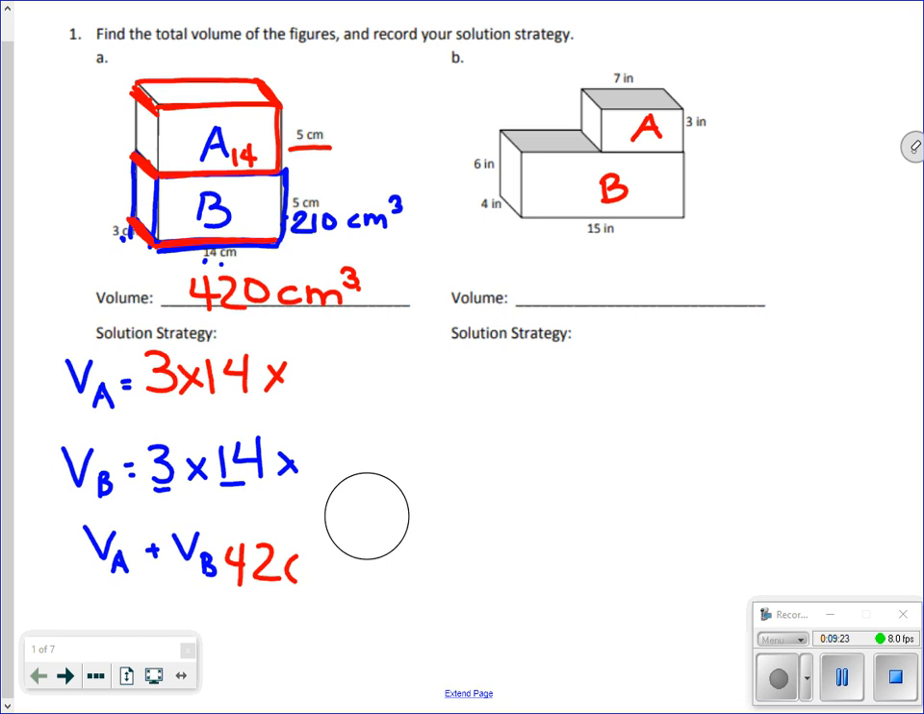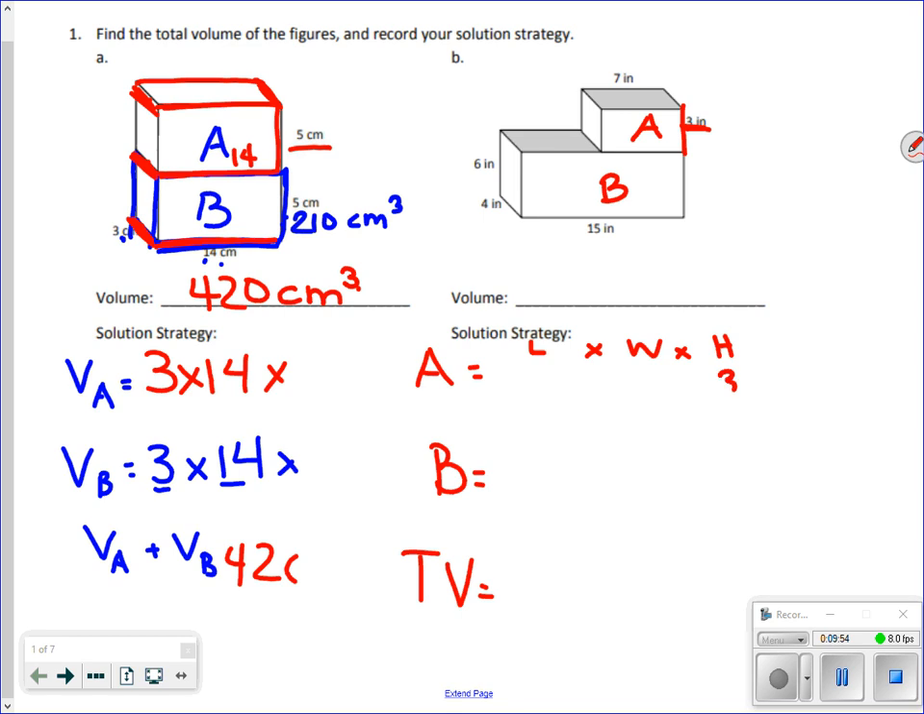There's another way to show my work. So I need to find my volume for A, I need to find my volume for B, and then I need to find my total volume. So do I have enough information to find my volume for A? No. I need to find my length, my width, and my height. Do I know my height of A? What is my height of A? 3. It's 3. It's right here. That's how tall it is, right there.